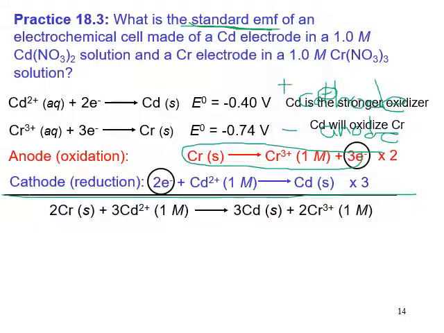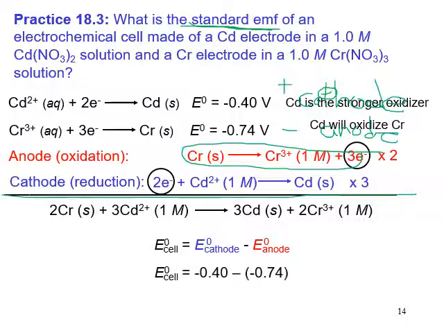Here's your overall reaction then. Chromium solid reduces cadmium 2+ to make cadmium metal and chromium 3+ in solution. How do we do our E of cell? We go get the numbers, but notice we don't change the signs. And your overall E of cell is a positive 0.34, which means spontaneous. When you do something from the table like this, it should always be spontaneous, and you should always have a positive E of cell.